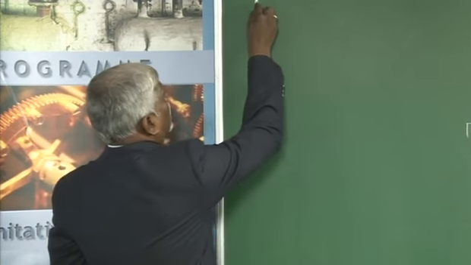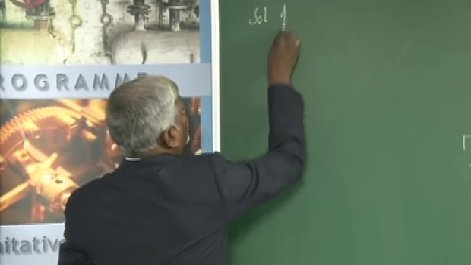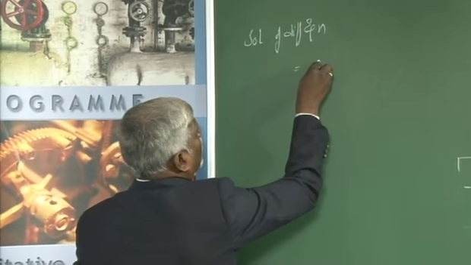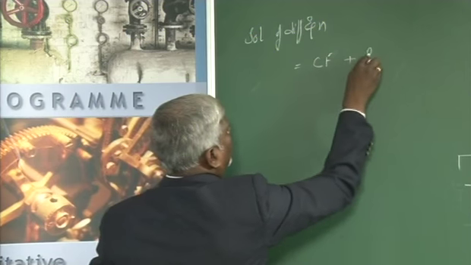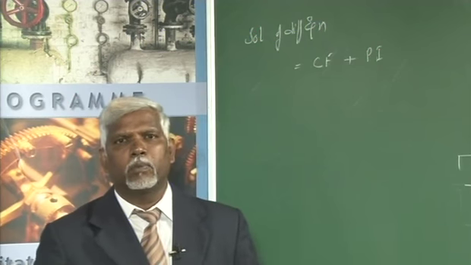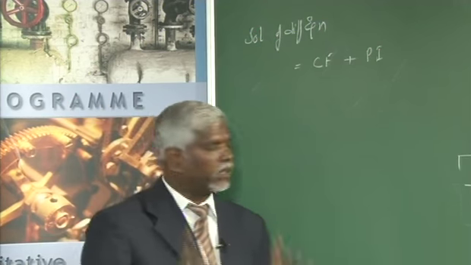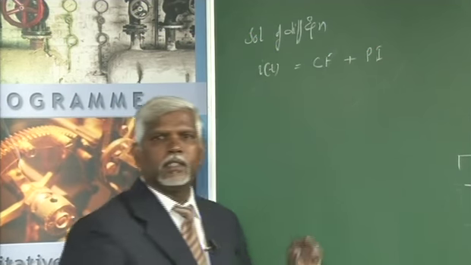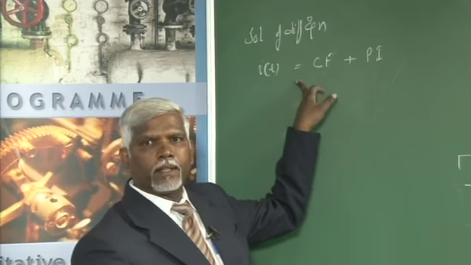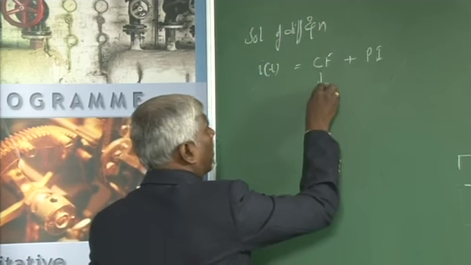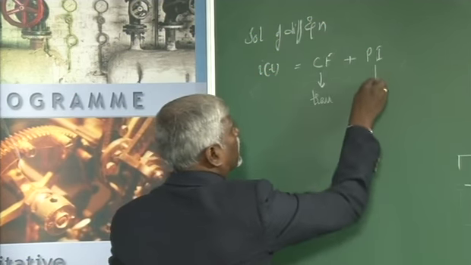With this in mind, we will look at the solution of a differential equation. It will have two parts called the complementary function plus the particular integral, CF and PI. Your maths teacher would have told you that any solution of a differential equation has two parts. I will come to the order of the equation. Say, for example, I of t, current varying with respect to time, has two parts. One is the complementary function, the other one is the particular integral.